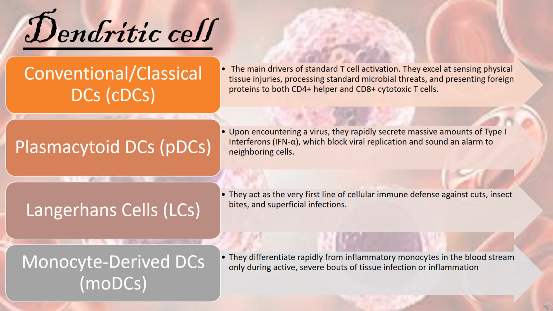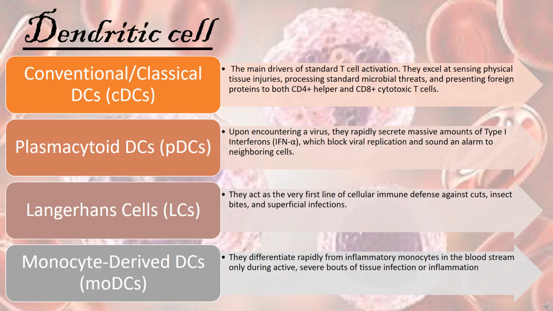Plasmacytoid DCs, pDCs. These cells possess a shape resembling plasma cells and serve as the body's primary antiviral defense units. Upon encountering a virus, they rapidly secrete massive amounts of type 1 interferons, IFN-alpha, which block viral replication and sound an alarm to neighboring cells.